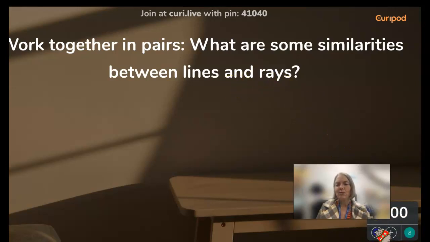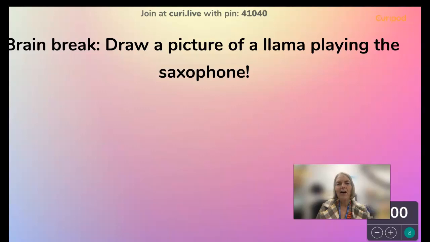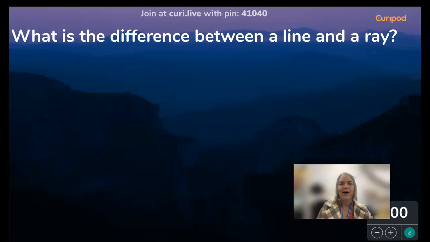And again, I can take these way down. Another one, a brain break. Holy smokes, this is actually built into this activity, into this Curipod. Draw a picture of a llama playing the saxophone. This is just a really fun one to get those wiggles out for just about anybody. And the really cool feature about this one is that students can actually vote on the best ones. So that's pretty cool.